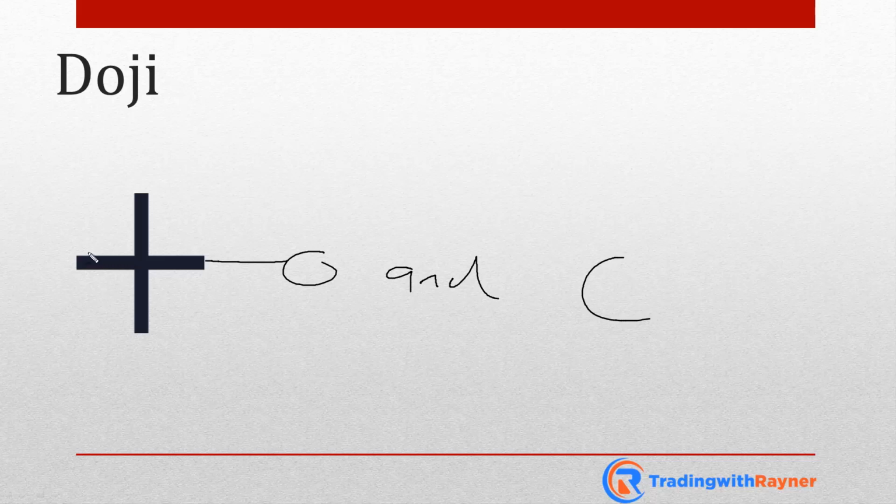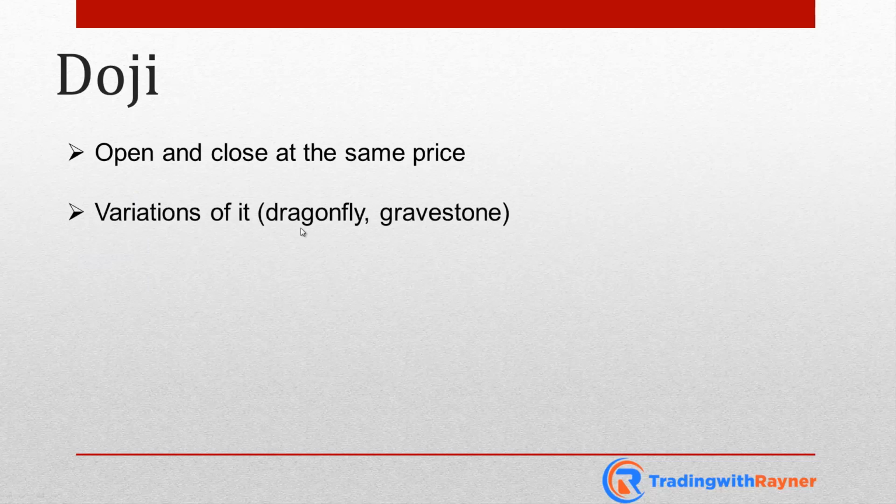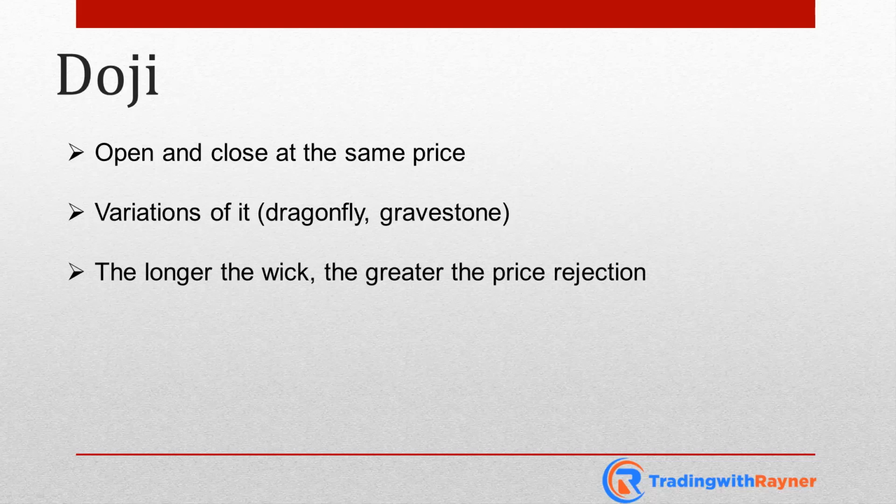This is why you don't see any colored body on this candlestick pattern, because the open and the close are at the same price level. And with that said, as I've said earlier, there are variations of it. Some dojis are called the dragonfly doji, some the gravestone doji, and so on. To read the price action of a doji, the key thing to look at is the wick, to show you how strong the price rejection is.